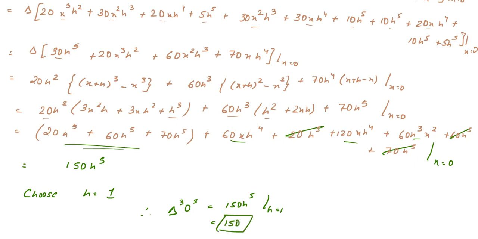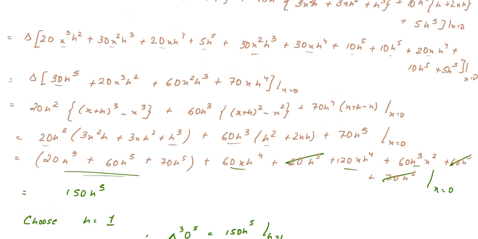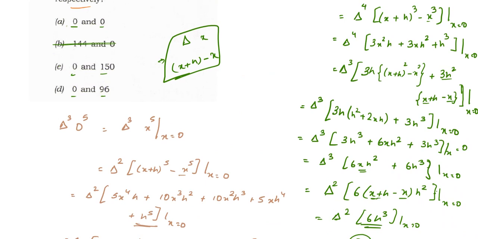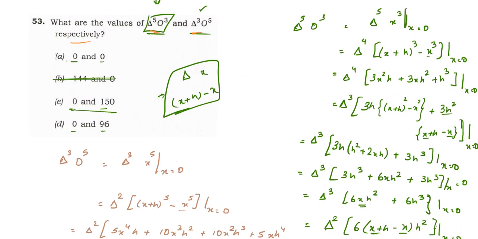So 150 is the final answer of this question, where we have taken h is equal to 1 and x is equal to 0 after solving. So our answer to this question came out to be 150. The second portion is 150 and the first portion you can see is 0. So now let's check the options. In option C you can see we have a 0 and a 150. So option C is the correct answer to this question.